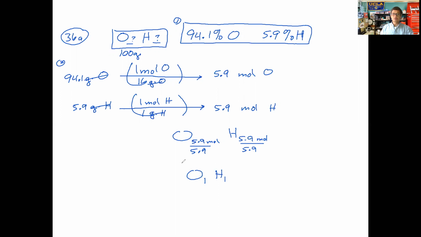Simplest whole numbers there. We can stop right here. We do not need to do the last step because these are already whole numbers. Okay, so that is the empirical formula for this particular compound. That's the empirical formula based on these percentages. These are the amounts of oxygen and hydrogen in this particular compound. Okay. All right. So please make sure you practice that.